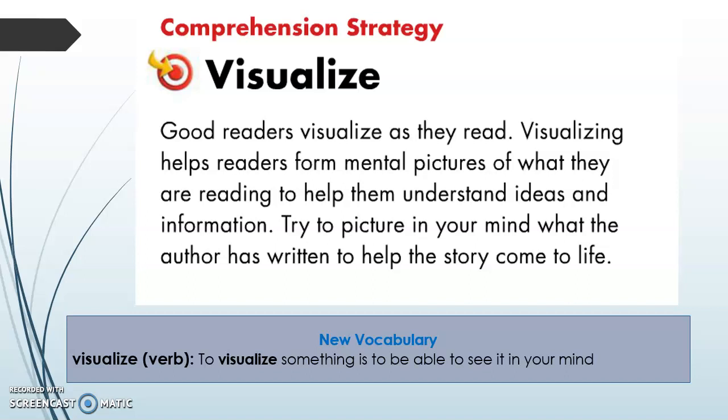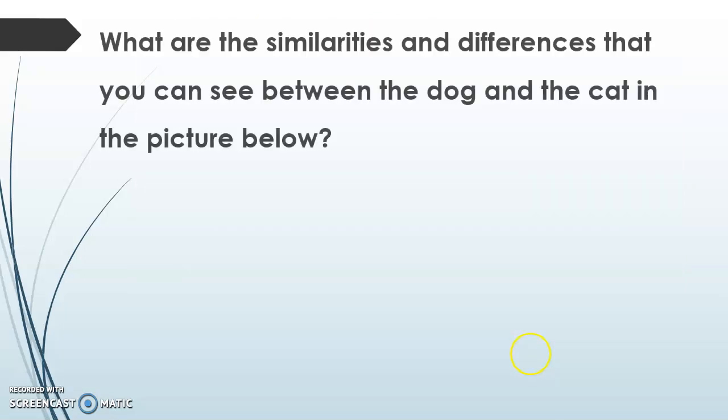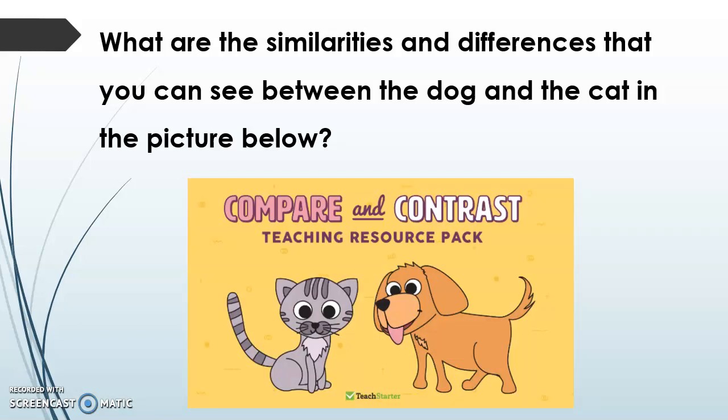Now, you have visualized, which proves that you are a good reader. So visualizing is basically creating images in your mind, even if the picture is not there in the book. What are the similarities and differences that you can see between the dog and the cat in the picture below? Here. Please pause the video again and grab a piece of paper and a pencil and come back.